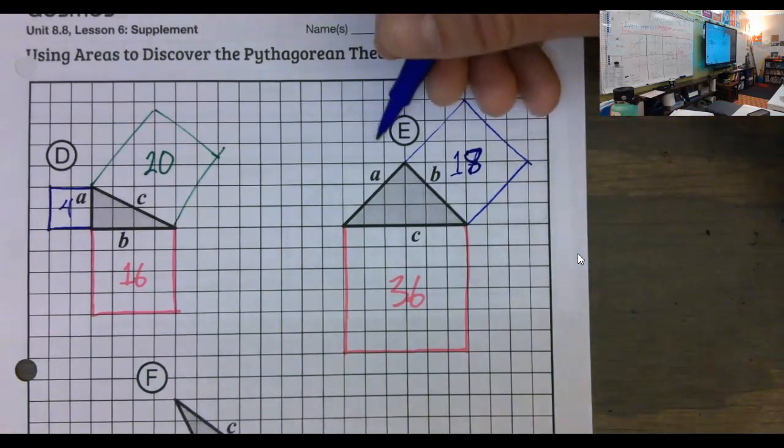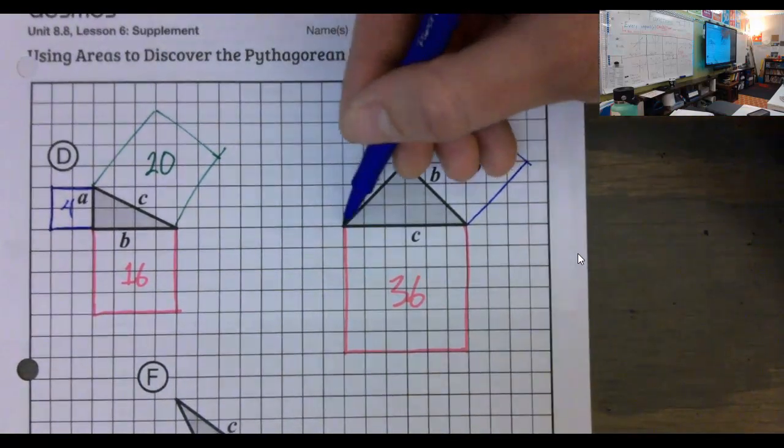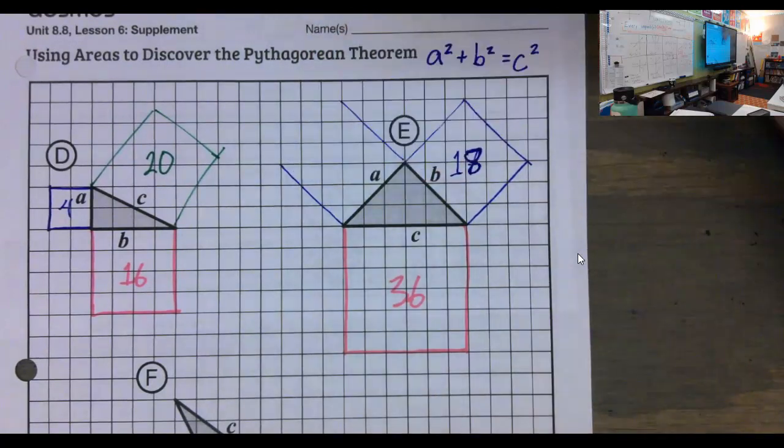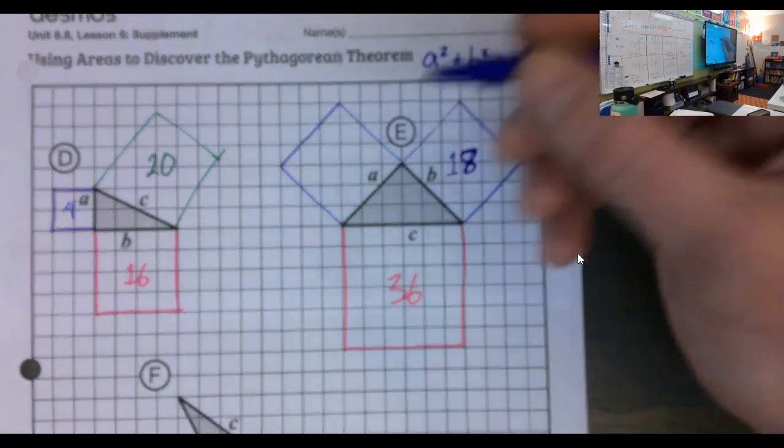Joe said 17. It's 18. Come on. Well, I didn't get the wrong number. He was checking to see if we were paying attention. You know, just Joe making sure we're awake.